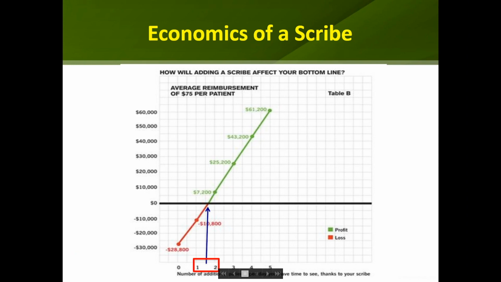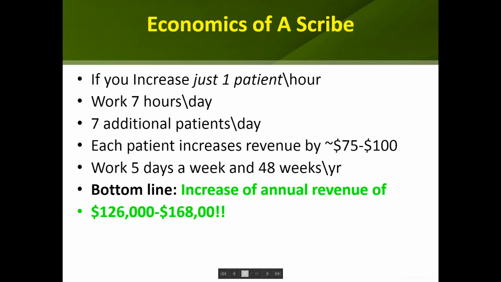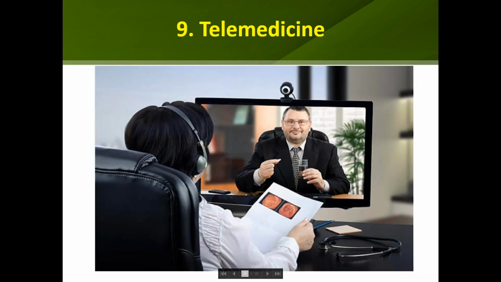The economics of a scribe are very easily computed. You need to see 1 to 2 extra patients a day in order to afford a scribe. If you can see just 1 extra patient per hour, which is easy to accomplish, you can increase your annual revenue over $125,000.